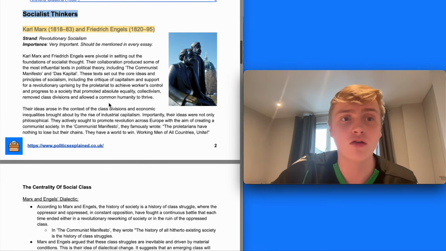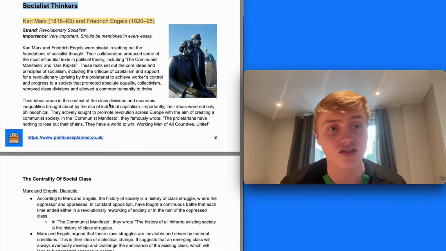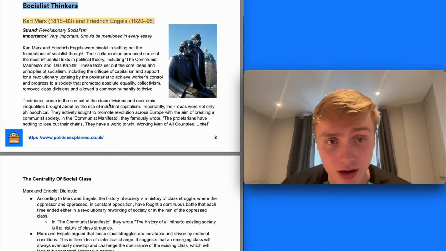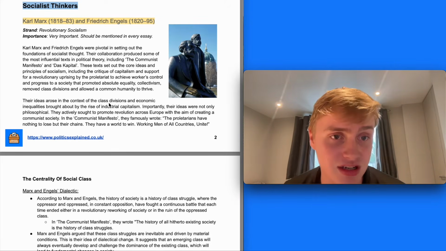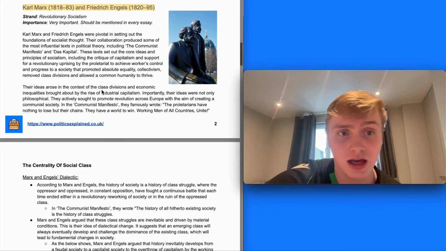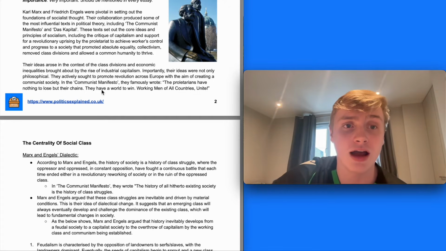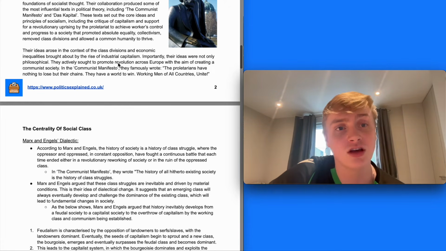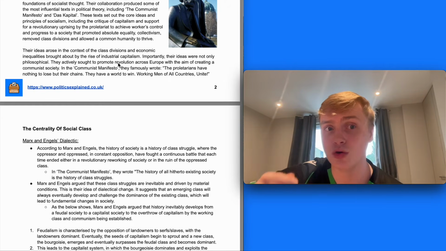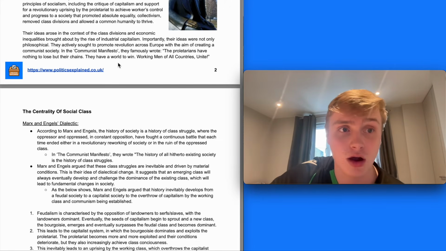So, starting off with Marx and Engels. They were pivotal in setting out the foundations of socialist thought, and their collaboration produced some of the most influential texts in political theory, including Communist Manifesto and Das Kapital. And these texts set out the core ideas and principles of socialism, including the critique of capitalism and support for a revolutionary uprising by the proletariat to achieve workers' control and progress to a society that promoted absolute equality, collectivism, and removed class divisions, therefore allowing a common humanity to thrive.